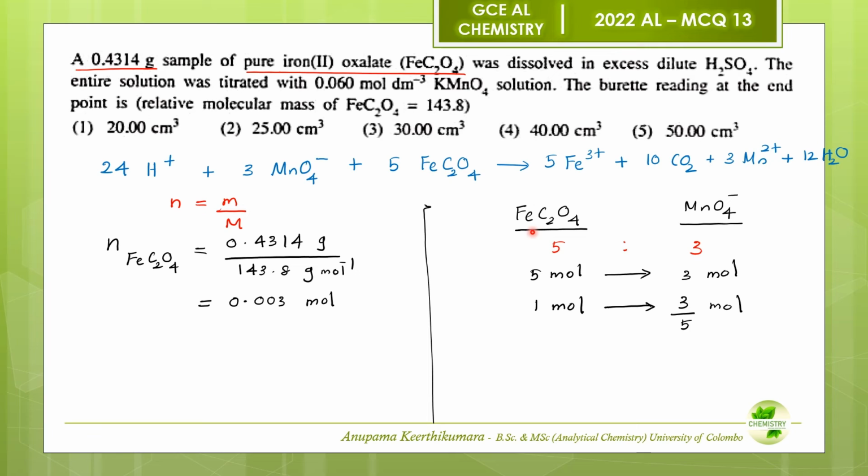The number of moles of iron oxalate is 0.003 moles. Now we can calculate the number of moles of permanganate ions. That is 3 over 5 times 0.003 moles. The answer is 0.0018 moles. Therefore, the number of moles of permanganate ions is 0.0018 moles.